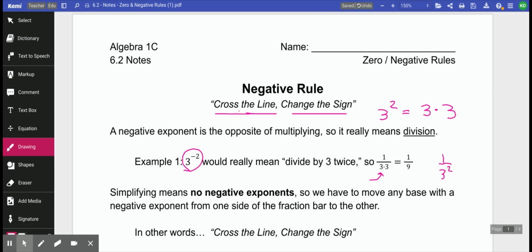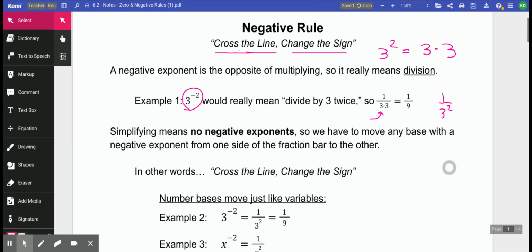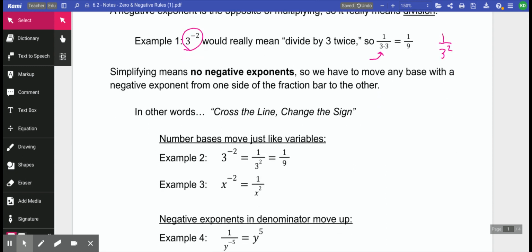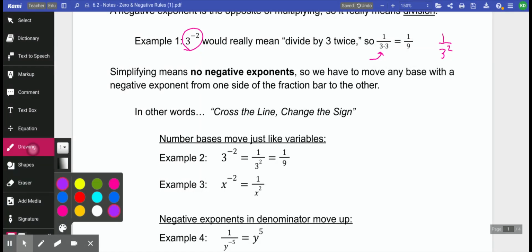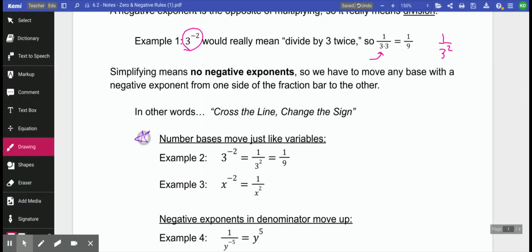Okay? So when we simplify, we just don't want to have any negative exponents. So we have to move any base that has a negative exponent from one side of the fraction bar to the other. So the same way we had 3 to the negative 2 power, we could rewrite that as 1 over 3 squared, right? That's equivalent to 1 over 9. Okay? So in other words, we're going to cross the line, change the sign.